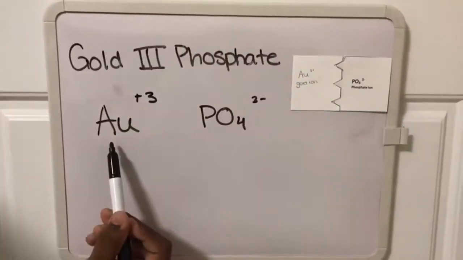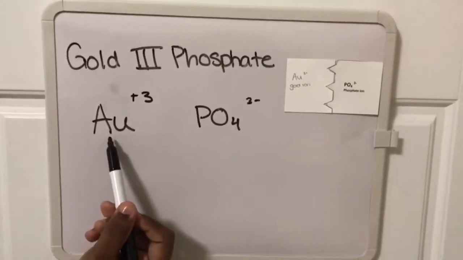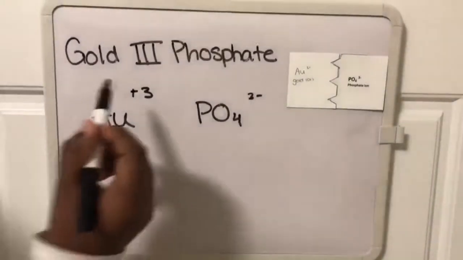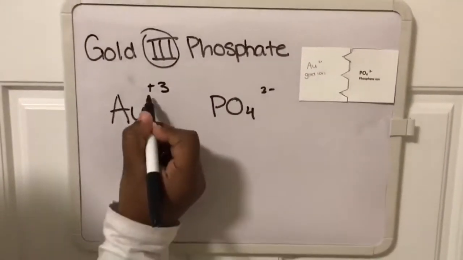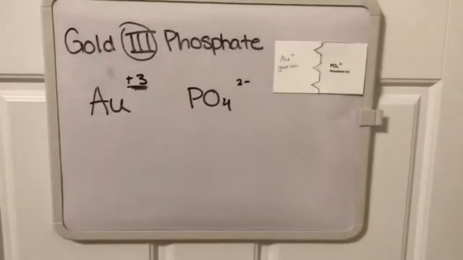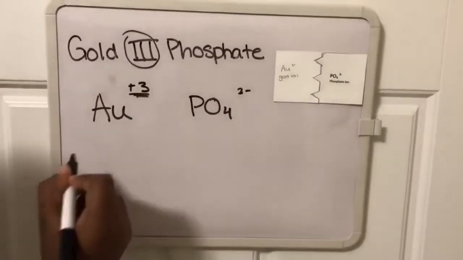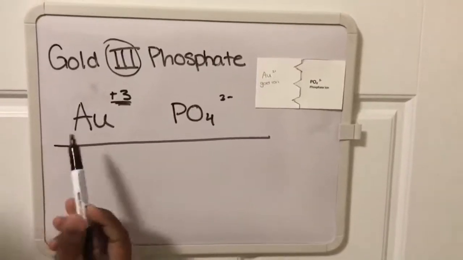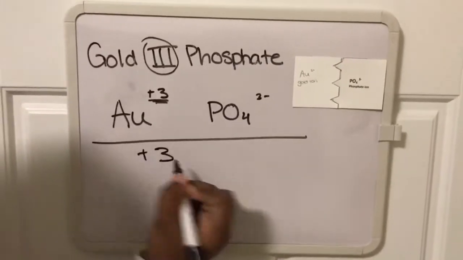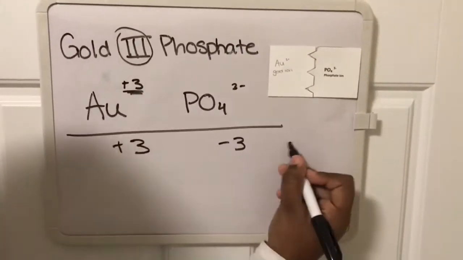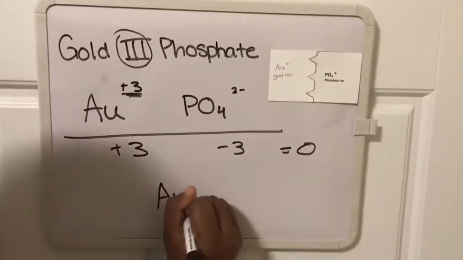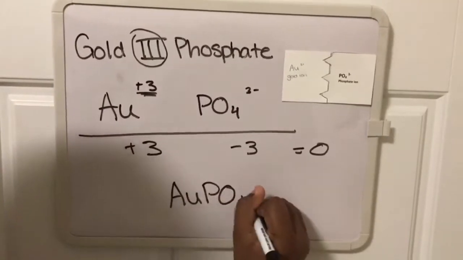Since we know gold is a multivalent ion and it has multiple charges, how do we know which charge to use? Since there is a Roman numeral III here, we know to put a 3 over here. Now, using the algebraic sum, we can put this into a formula. We have one gold ion and one phosphate ion. So this would be +3 and -3, which equals 0. So the formula would then become AuPO4.